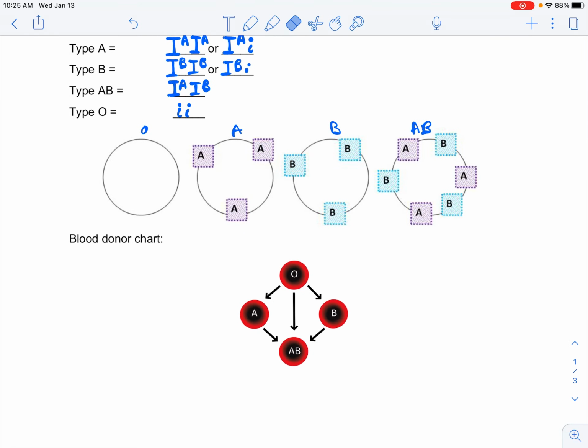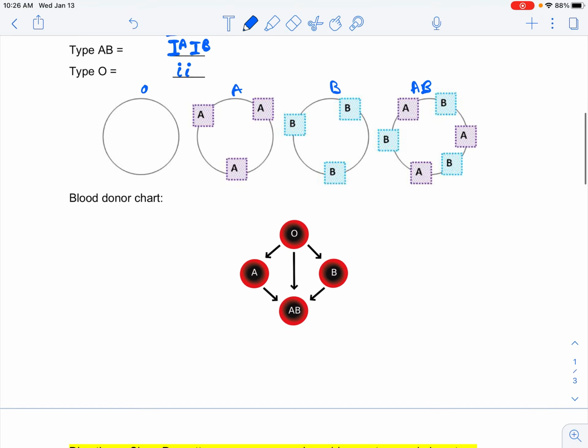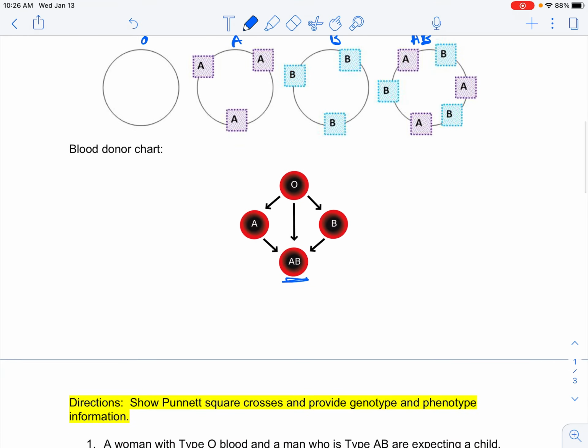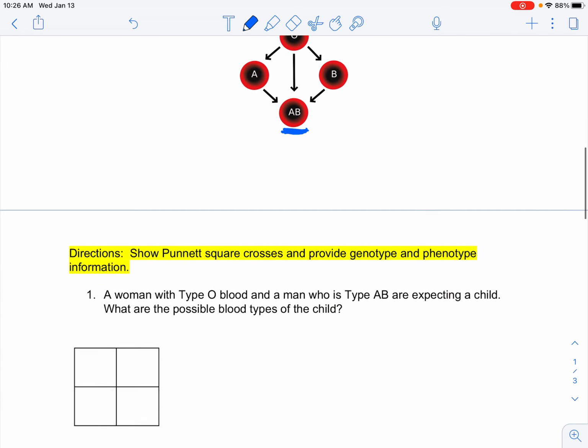And the blood chart just kind of shows that O can donate to people that have type A, type AB, or B, and so on. But AB can only receive those types of blood. It could donate. If you're type AB, you could donate, but the only people that could receive your blood would be other type AB people.